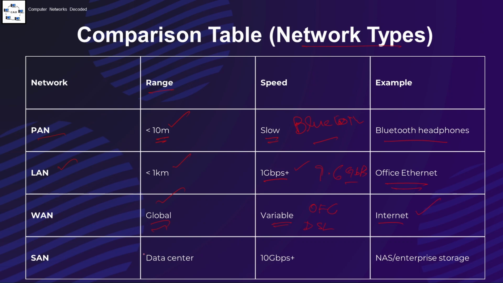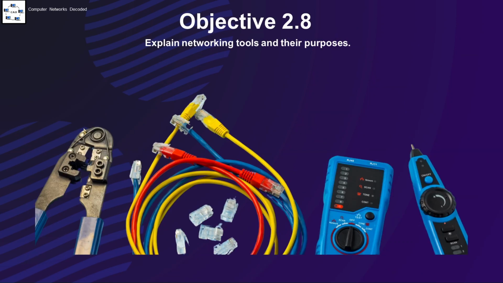And then again the SAN. Its range is basically the data center that an organization is using. Data center may span up to a building. You can say roughly that it's up to a few meters, you can say 10 meters, 20 meters. Its range is short because it uses OFC cables, and it is used inside the data center. Its speed is 10 gigabit per second plus, and its example is NAS. NAS is network attached storage or enterprise storage.